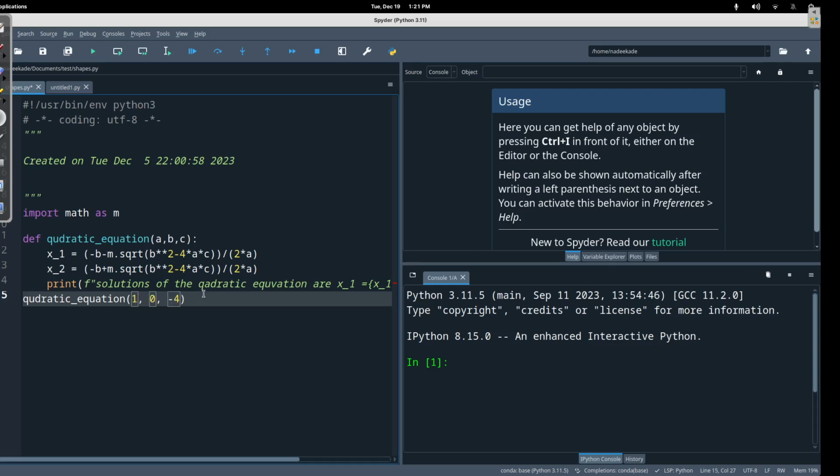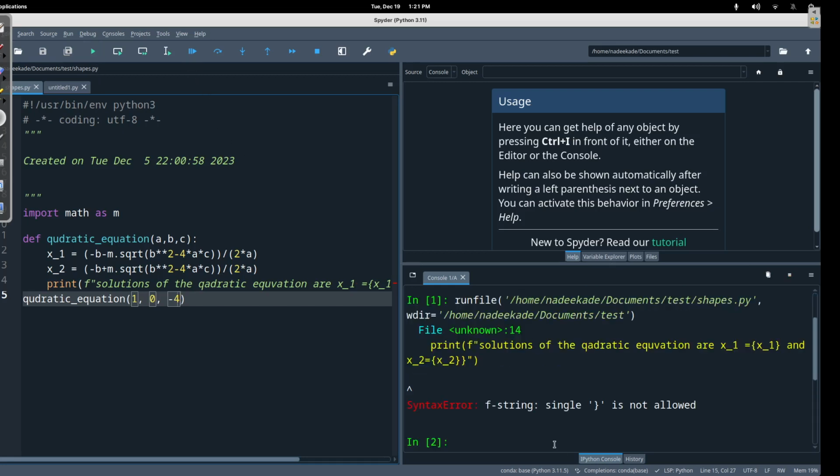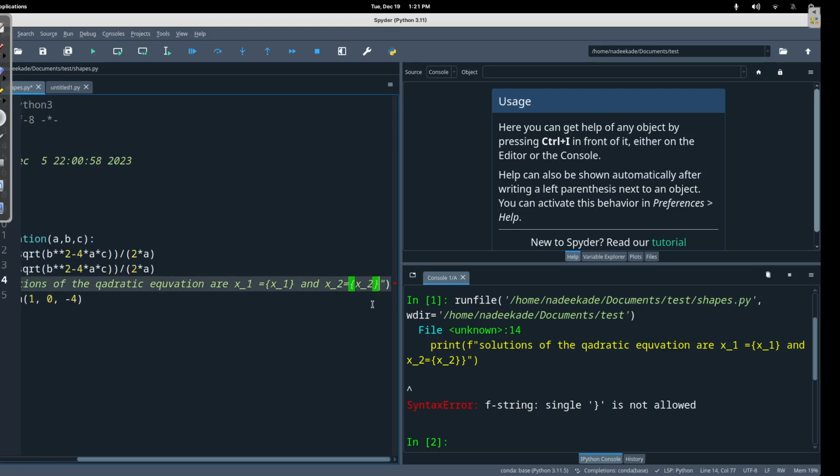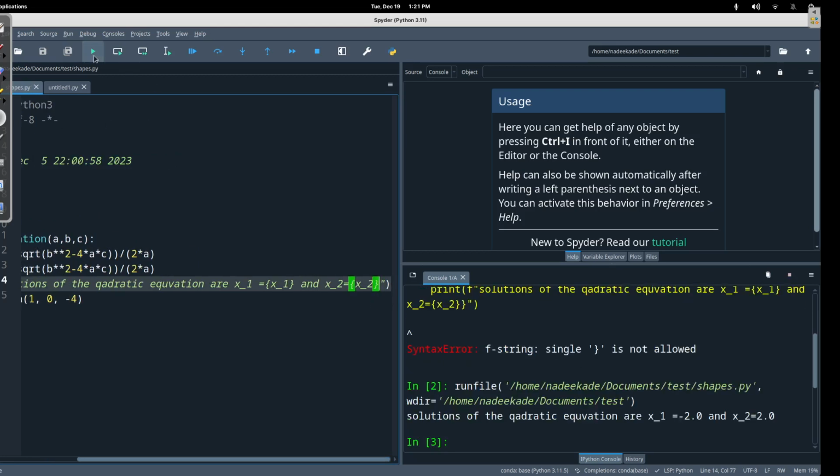So if we run this program, okay, something is wrong in the code here, I used 2 stars here by mistake, sorry. Okay, so let's run this and see. Quadratic equations are x1 equals 2 and x2 equals 2.